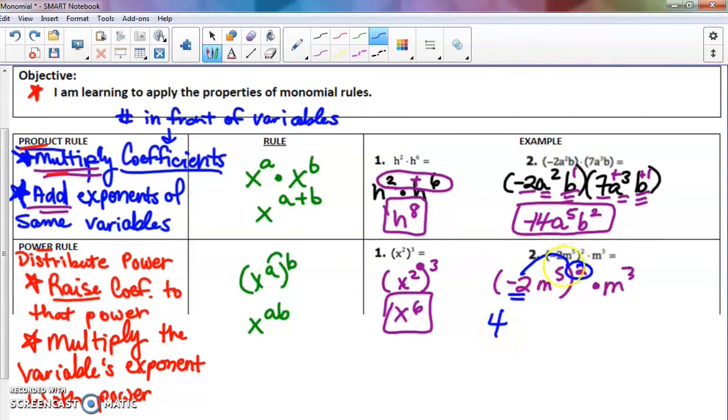And now we're going to multiply the exponent to the power. So 5 times 2 will give us 10. Now my m to the 3rd just drops down. At this step, we've done raising to a power, so that dot there just means multiplication. So now we're going to multiply coefficients. 4 times 1 there would still be 4. And then m, and we're going to add the exponents. 10 plus 3 gives me 13. And we're good. And those are our rules for the product rule and the power rule of monomials.